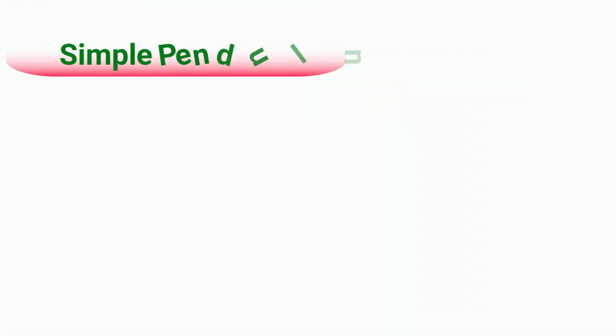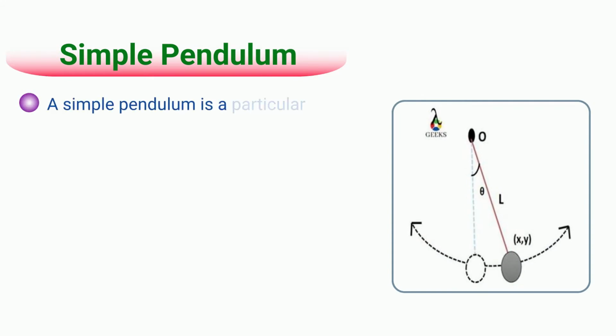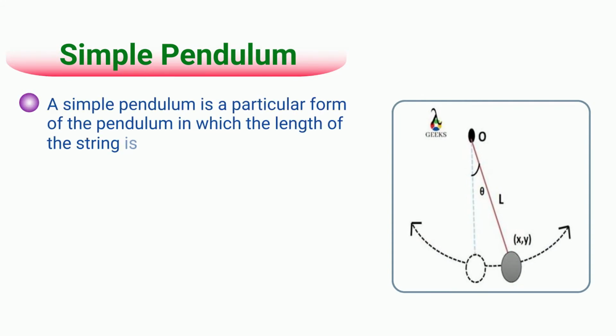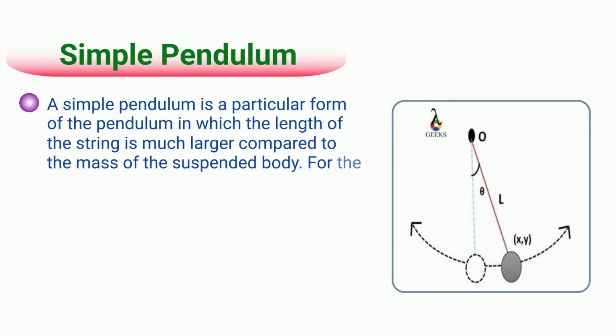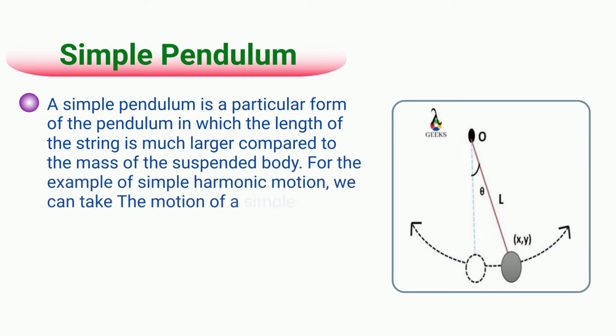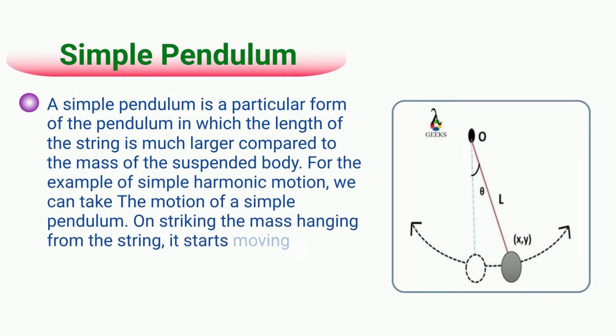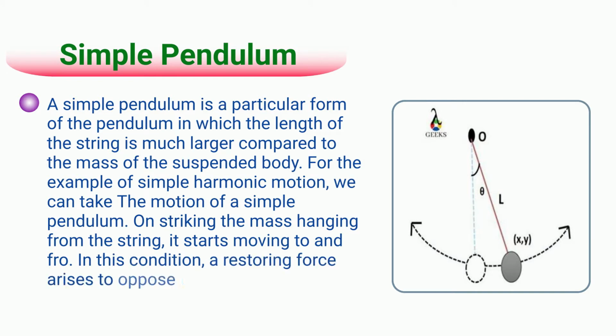Simple pendulum. A simple pendulum is a particular form of the pendulum in which the length of the string is much larger compared to the mass of the suspended body. For the example of simple harmonic motion, we can take the motion of a simple pendulum. On striking the mass hanging from the string, it starts moving to and fro. In this condition, a restoring force arises to oppose the movement of the body.